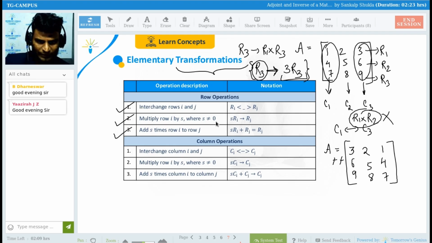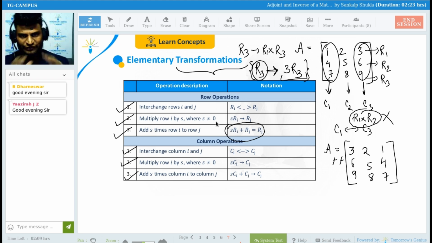Okay. What are column operations? Interchange columns, multiply a column, add s times another column. See, same things, the same thing that I've told you. Yeah, one more operation is there. We can also do one thing: we can multiply any row with a scalar and then add another row with it. We can do this. But that is a dynamic operation.